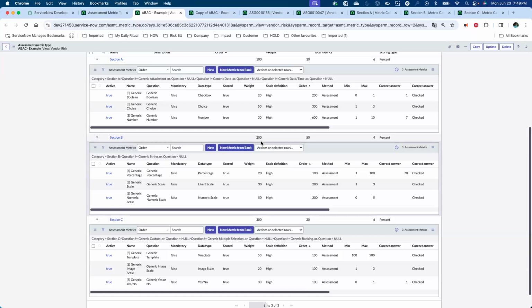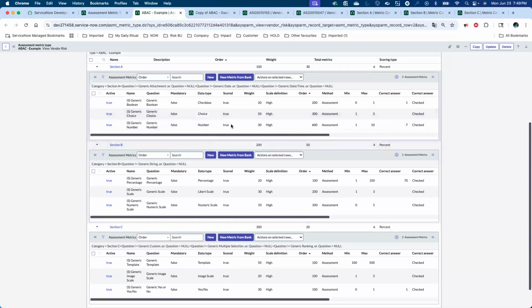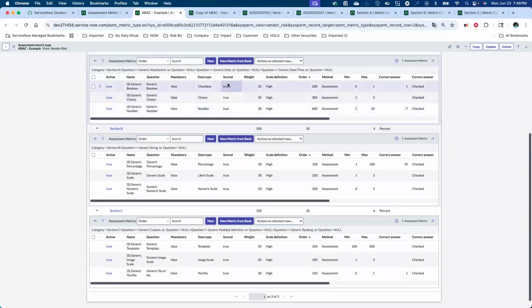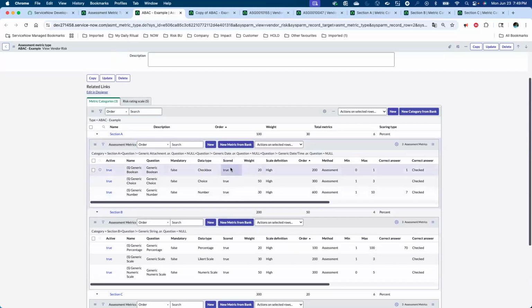So ABAC has, I have configured two different types of questionnaires here for ABAC, which is your domain or the risk area. In this questionnaire, which is example, notice that scored is true across the board. So when an attribute is scored across the board, the evaluation of that result is always 0 or 100 when it comes to question rating.